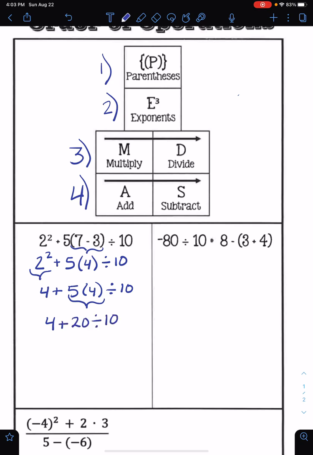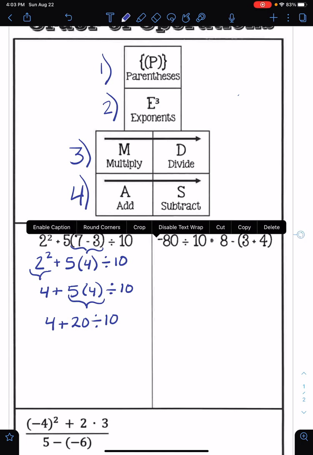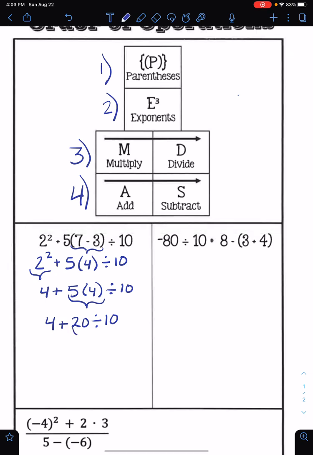This next step is what would trick people. A lot of people want to add the 4 and the 20 next, but we're still on step 3 where we're doing all the multiplying or dividing before adding or subtracting. So the very next thing I need to do is 20 divided by 10, which is 2, and my last step is to add. And my answer is 6.